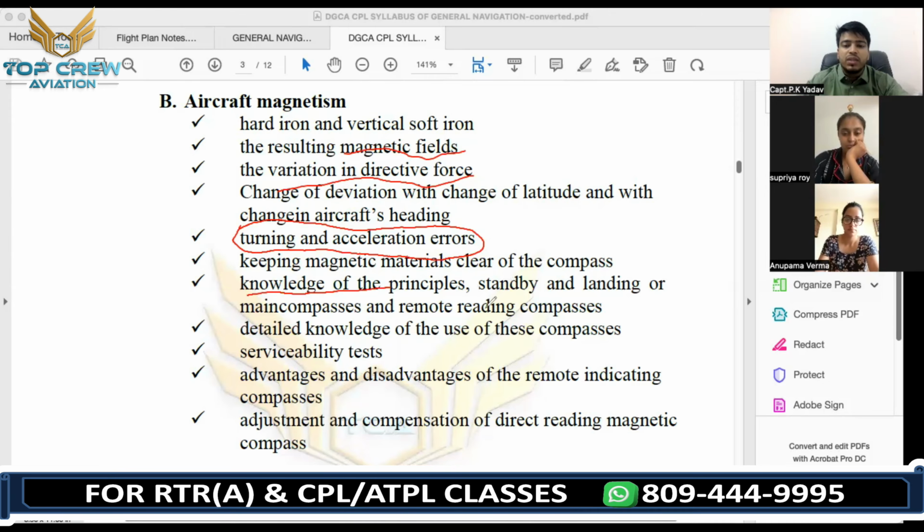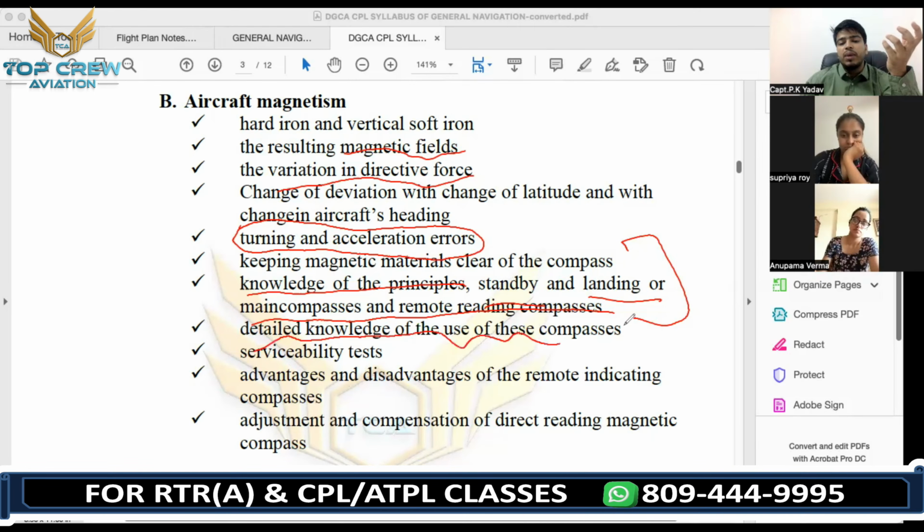Knowledge of principles, standby, landing on main compasses and remote reading compasses. So one is your compass which you are using regularly, and one is always the standby compass in all aircraft. In case of emergency we use them. So what it is and how we use it, and detailed knowledge of use of these compasses is important being a pilot: what to do, what errors occur, how, for example, the DGI, the directional gyro instrument, and this compass, what relation is there between these two, when we have to correct it all the time.